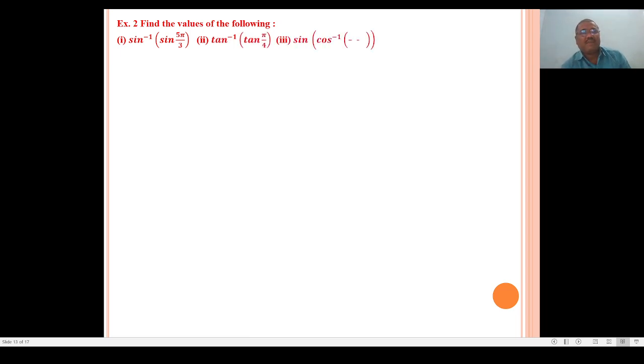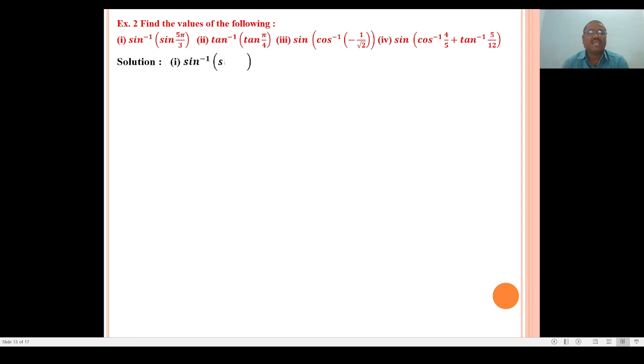Second example, find the values of the following: sine inverse sine 5 pi by 3, tan inverse tan pi by 4, and sine of cos inverse minus 1 by root 2.